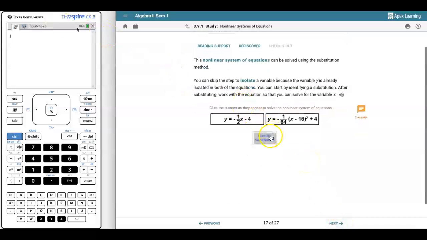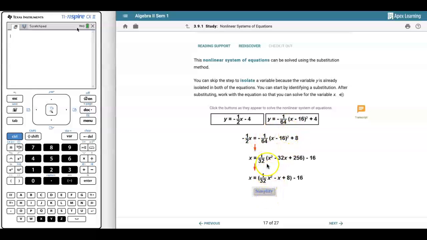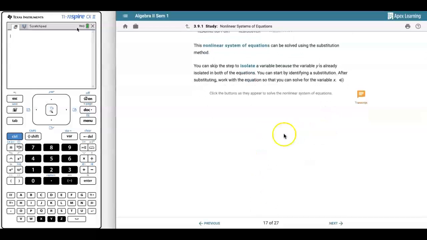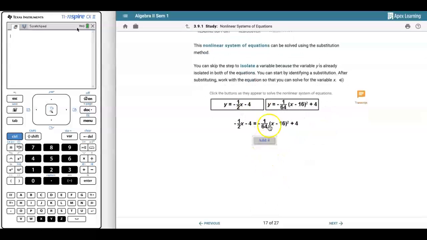Using the substitution rule, we're going to identify what we want to substitute. So we want to substitute y in this equation. We add our 4 to the other side, then multiply by negative 2 to get rid of the negative 1 half, so the entire thing gets multiplied by negative 2. Then we expand and distribute that 1/32. We simplify, we subtract, and we get our value for x. So again, just following our normal mathematic rules.